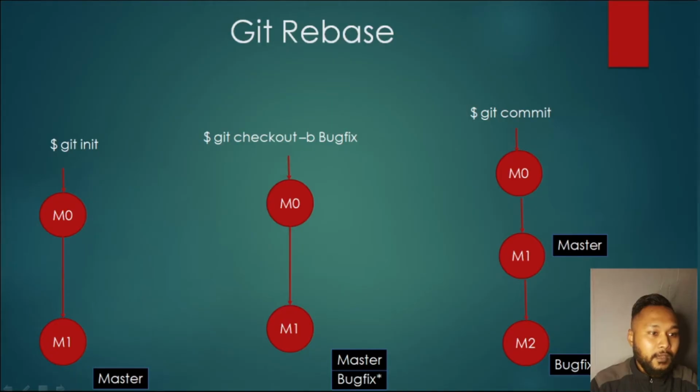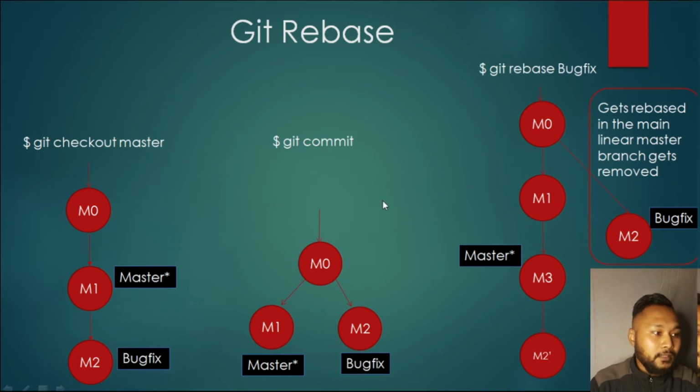So here we have a figurative representation of how Git Rebase works in the case of nodes and branches. As you can see in the initial steps, git init, git checkout -b bug fix, and git commit. So it's a linear representation. It's all the same as we did on Git Merge. Then git checkout master and git commit. So here's the branching out.